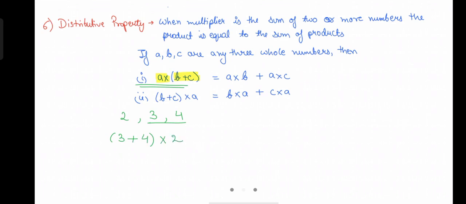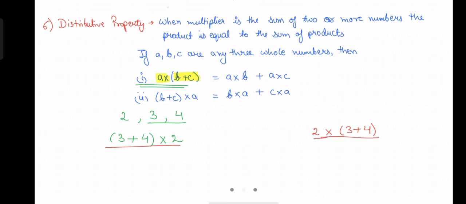And my second case will be: I'm choosing the same three numbers again, but in this way I'm going to write 2 multiplied by 3 plus 4. You can see I have changed the order. The numbers are the same, but I have changed the order.